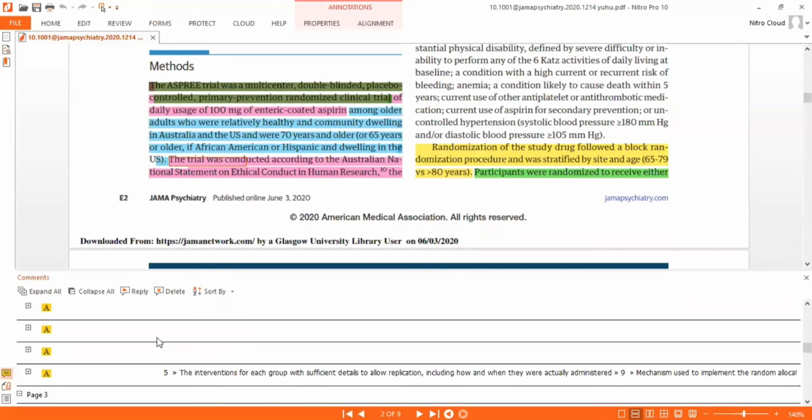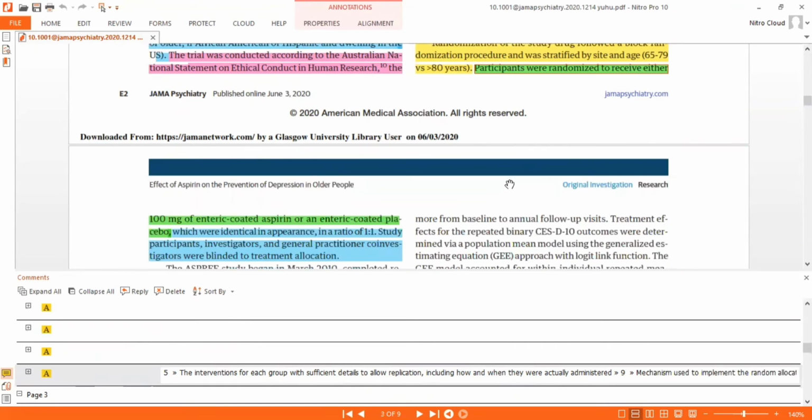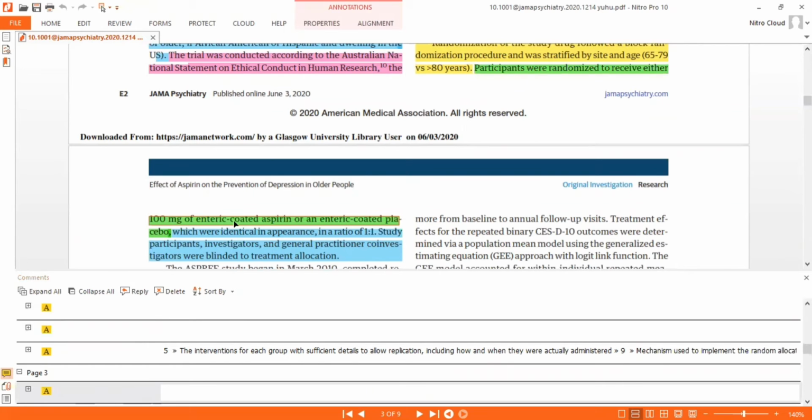Next, point 5, the interventions for each group with sufficient details to allow replication, including how and when they were actually administered. The answer: participants were randomized to receive either 100 mg of enteric coated aspirin or an enteric coated placebo.